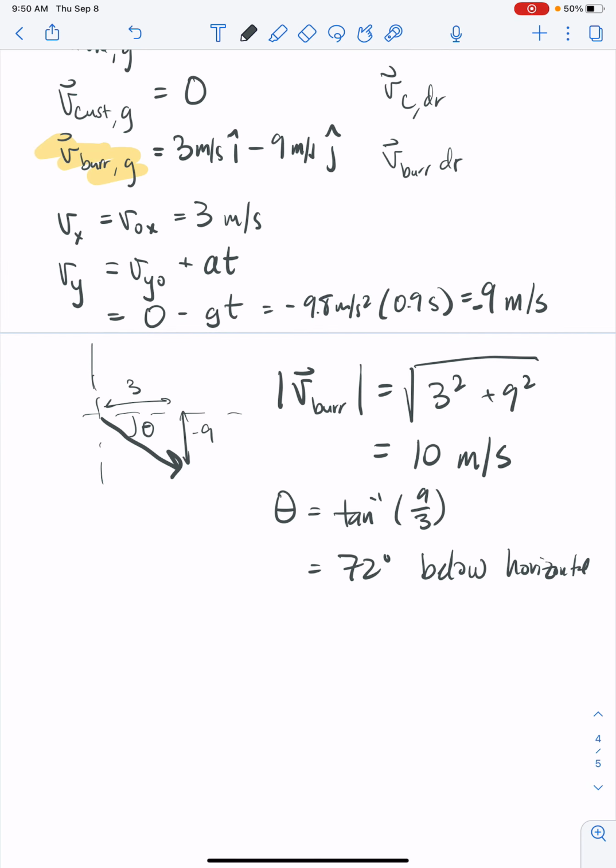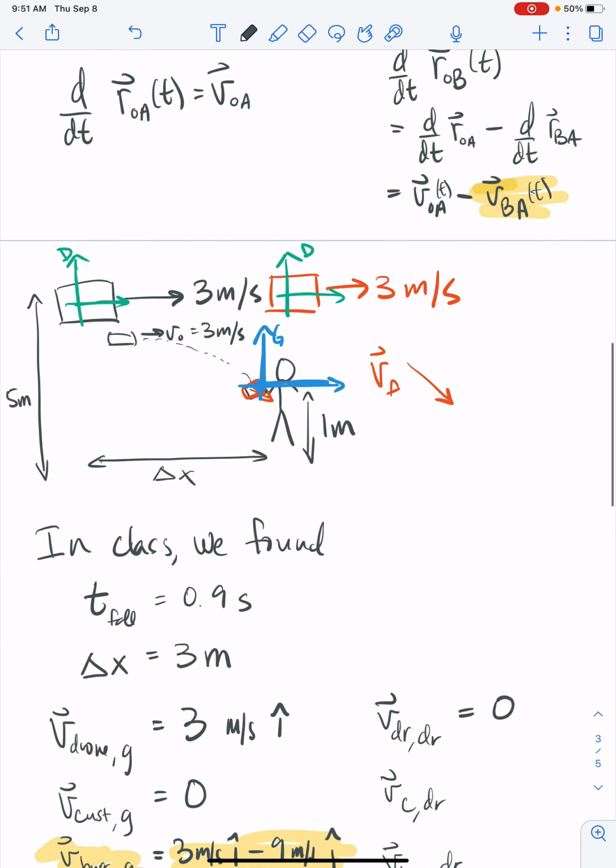We could say that the velocity is given by this vector, or that it has a magnitude of 10 at an angle of 72 degrees below the horizontal. Either one would be fine. Okay, all right. So now we're at a point where we can do the relative velocity, and we want to remember our relative velocity equation. So let's scroll back up to that.